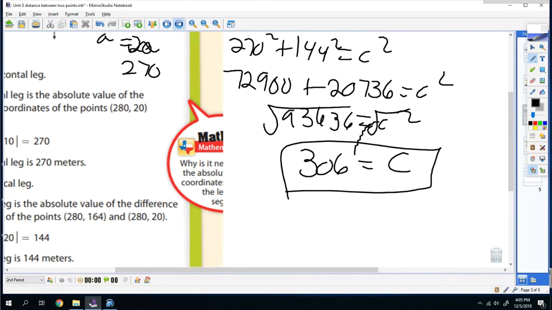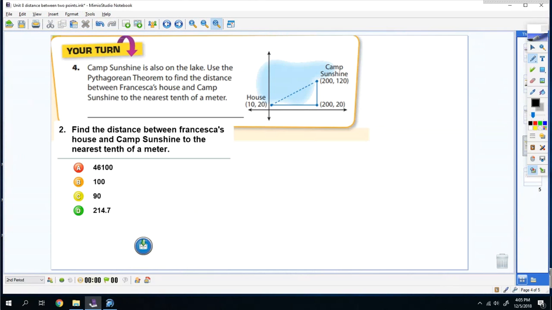All right, flip to the next page. I want you to try it. So number 4 says, Camp Sunshine is also on the lake. Use the Pythagorean theorem to find the distance between Fran's house and Camp Sunshine to the nearest tenth of a meter. So this is C. We're going to label that A and B. So A, you have to do 120 minus 20, which is 100. So this would equal 100. Then on B, you would do 200 minus 10, which is 190.